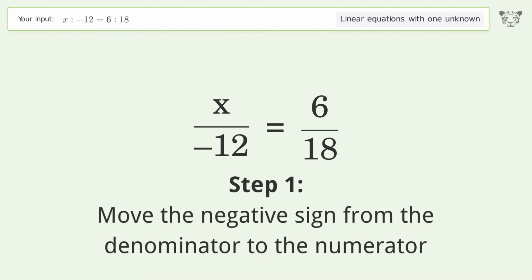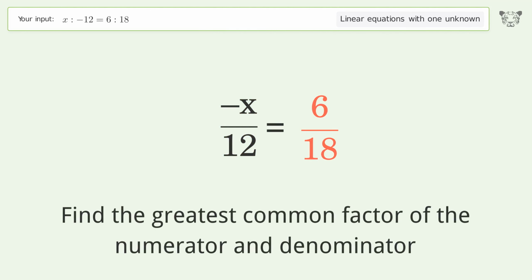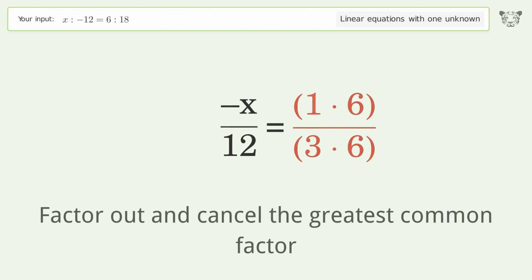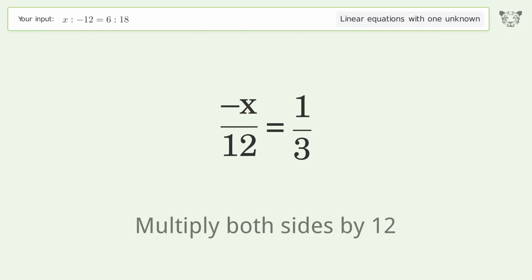Move the negative sign from the denominator to the numerator. Find the greatest common factor of the numerator and denominator. Factor out and cancel the greatest common factor. Isolate the x. Multiply both sides by 12.